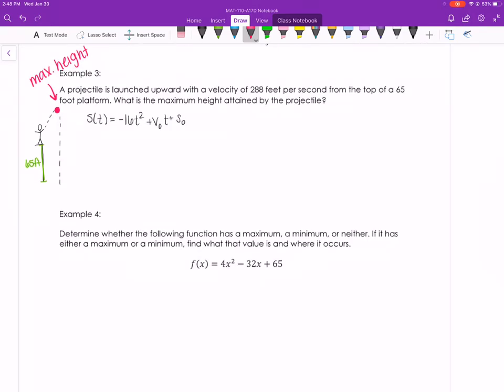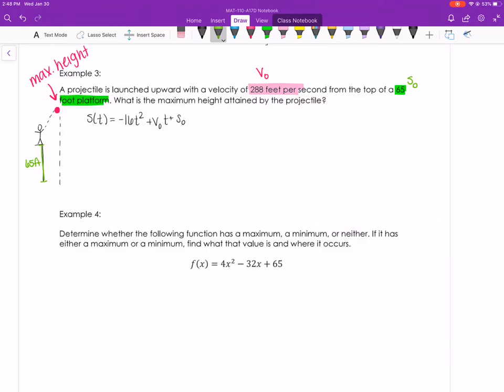So it says, a projectile is launched upward with a velocity of 288 feet per second from the top of a 65-foot platform. What is the maximum height attained by the projectile? So I see a projectile being launched upward with a velocity of 288. So the first thing I know is, all right, well, that velocity, that is my V0, my starting velocity. I'm also standing on top of a 65-foot platform, so that is my starting height, and Hawks calls it S0. Same thing as the H that we used before.